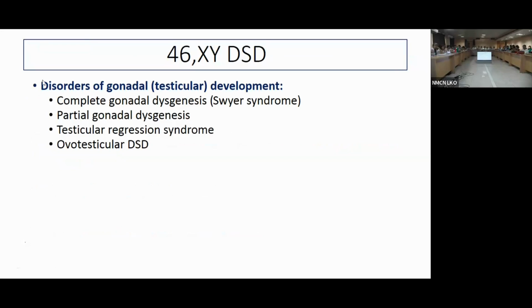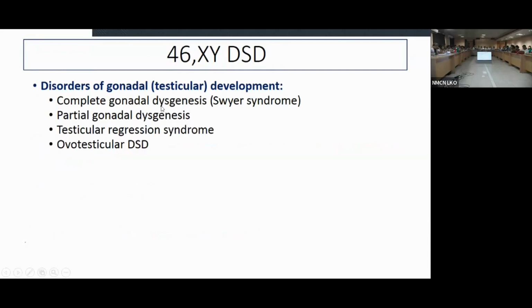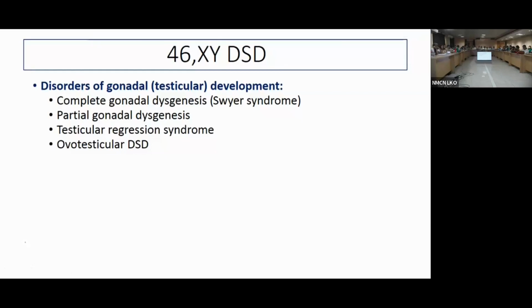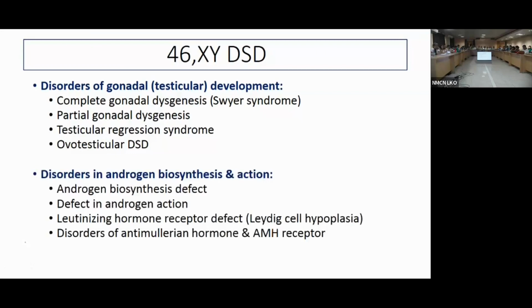So either you could have a complete gonadal dysgenesis, where the testis is not formed or it's highly abnormal, dysgenetic tissue. So that's called Swyer syndrome. You could have partial gonadal dysgenesis. You could have a testis which was forming normally initially, then for some reason it started regressing, which is called testicular regression syndrome. And then, of course, the 46XY ovotesticular DSDs that we discussed in the previous slides.